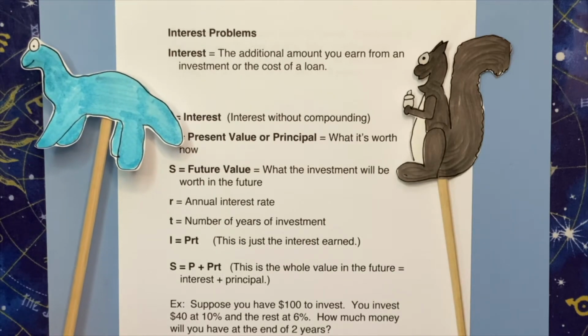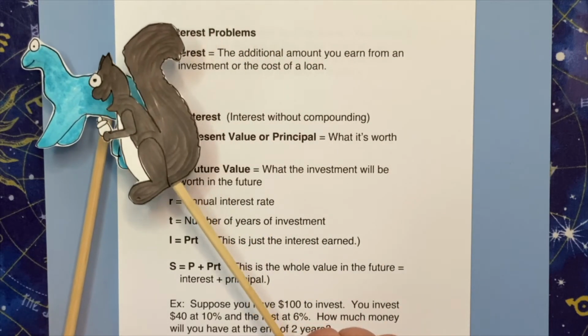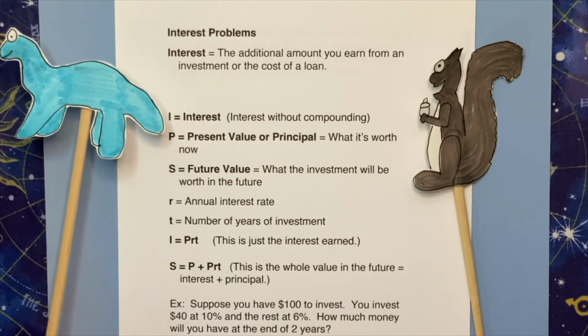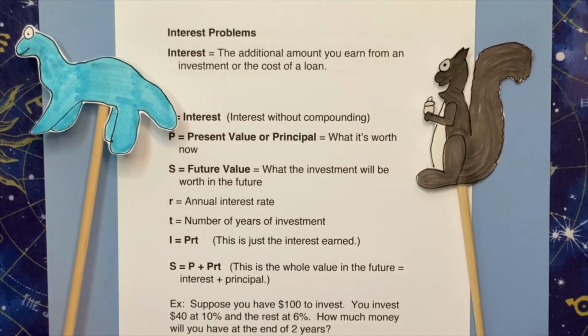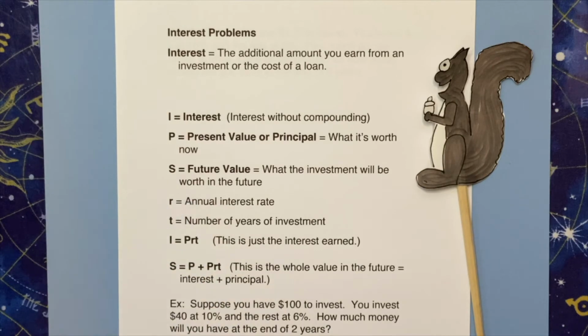And for everybody who earns it, like if Squirrel puts some money into the Blue Dinosaur bank and earns interest, Blue Dinosaur pays him the interest. So every time there's interest, somebody's getting it and somebody's paying it. So we can look at all of these problems from both sides.